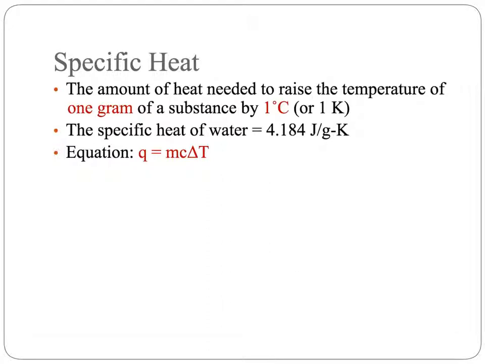Specific heat is the amount of heat needed to raise the temperature of 1 gram of a substance by 1 degree Celsius. So a substance that needs a lot of heat transferring into it in order to see a raise in temperature will have a high specific heat. A substance that very quickly responds to heat moving into it with a change in temperature will have a low specific heat. The specific heat of water is 4.184 joules per gram Kelvin.